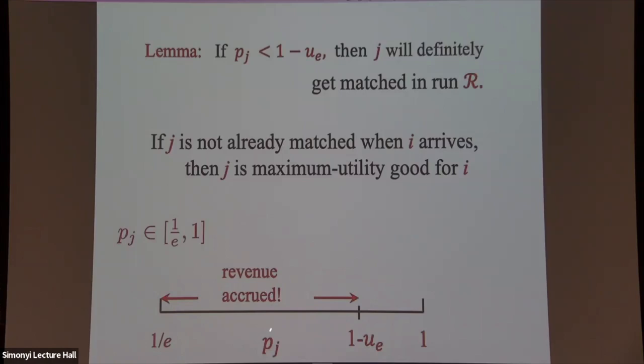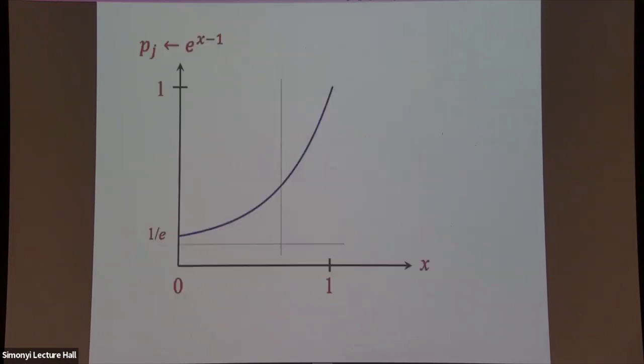And the coin flips for J happen after everything has happened, because UE is determined without J. And then we'll flip the coins for J, and J will end up matched through the same process as step one of the algorithm. Okay. And this also justifies the word threshold for this random variable UE, because this is the threshold such that whenever PJ is less than this threshold, J will be matched. Okay. So let's jump into the proof of this.